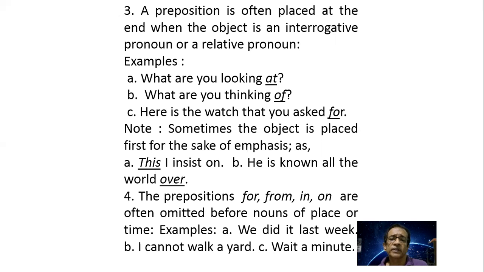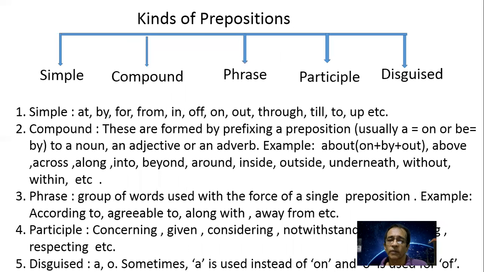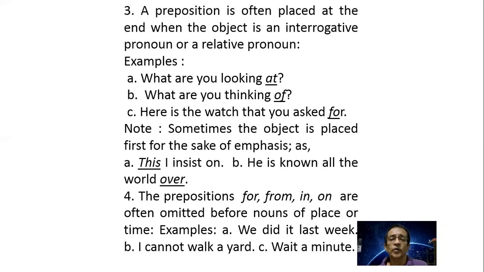Sometimes the object is placed first for the sake of emphasis, for example, this I insist on. Naturally, we use I insist on this, but to give emphasis, this is placed first. Then B, he is known all over the world. He is known all the world over. Naturally, we use is known all over the world, but for the sake of emphasis, we use here he is known all the world over.